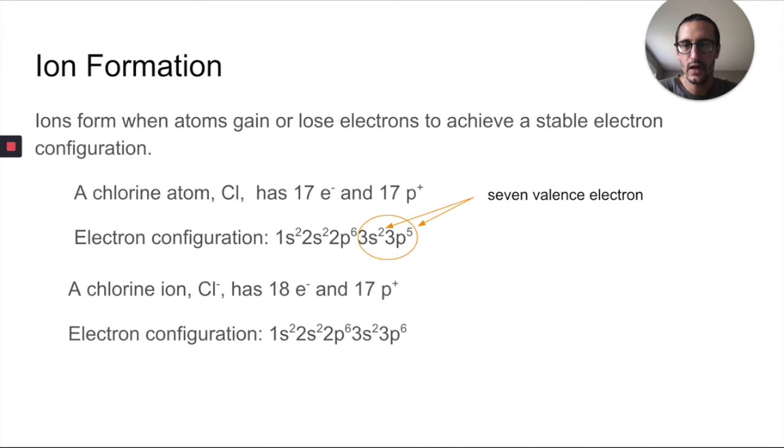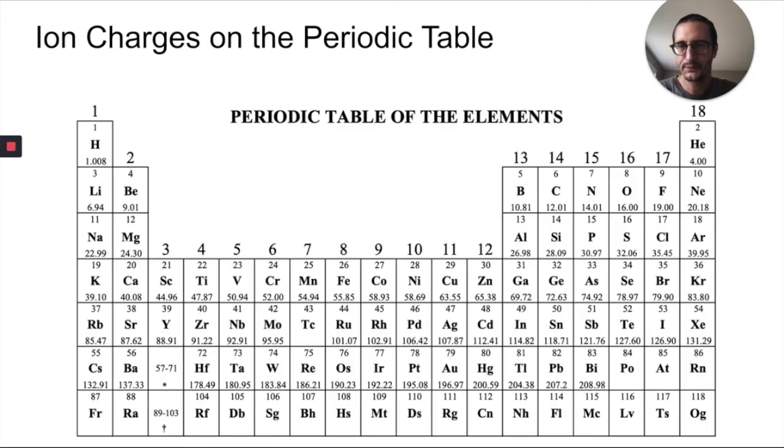And so it actually gained one electron in order to achieve a stable configuration. And a stable configuration is any time we complete an energy level. A stable configuration is always s2p6. We call that an octet.